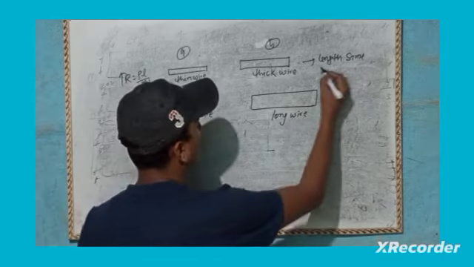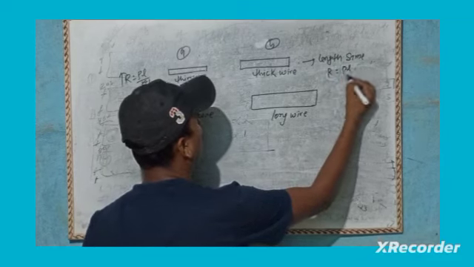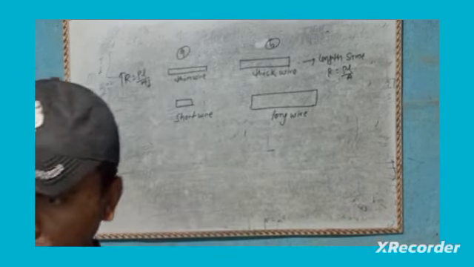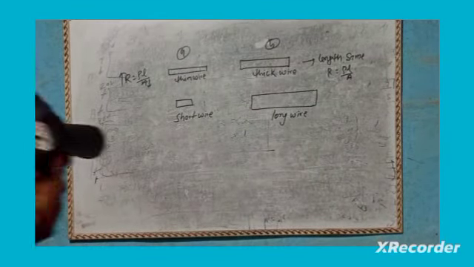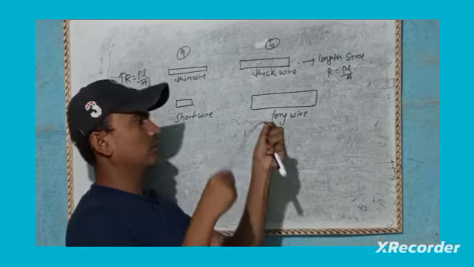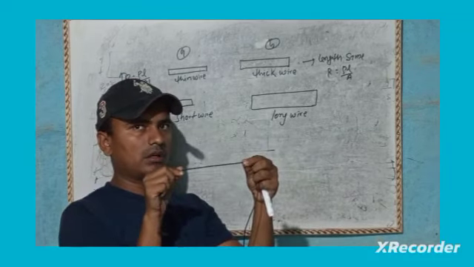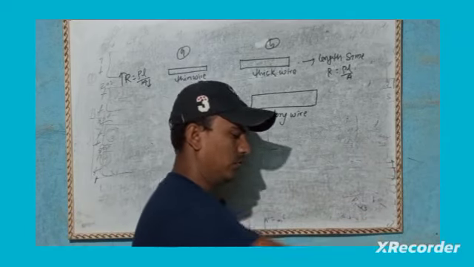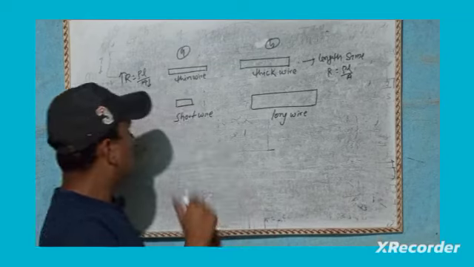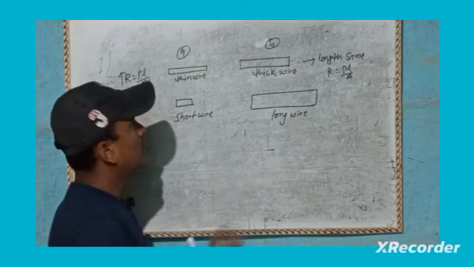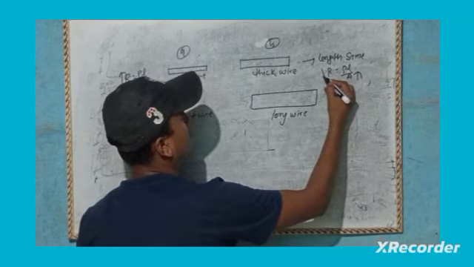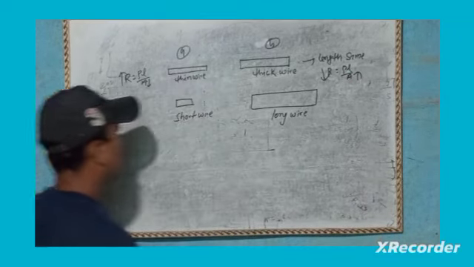But for the thick wire, suppose it is a headphone wire. What is the cross-sectional area? Very small. But what is the cross-sectional area of this marker? It is high. When the cross-sectional area is less, the resistance is increased. When the cross-sectional area is high, in that case, the resistance is decreased.